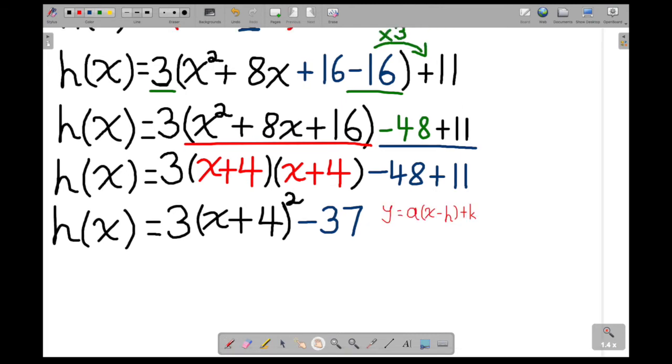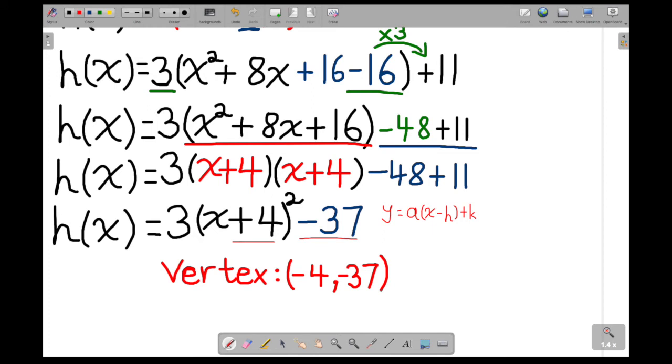Now that we have the equation in vertex form, we can get the vertex. Just as a reminder, the vertex form is y equals a times x minus h squared plus k. The vertex is h, k. And so all you have to do is take the numbers out, which in this case are negative 4 and negative 37. And it's negative 4 because in the original equation it was minus h. So whenever you have vertex form, you want to remember to flip the sign of the number in the bracket, the h, before you bring it out. And that's it for this question.